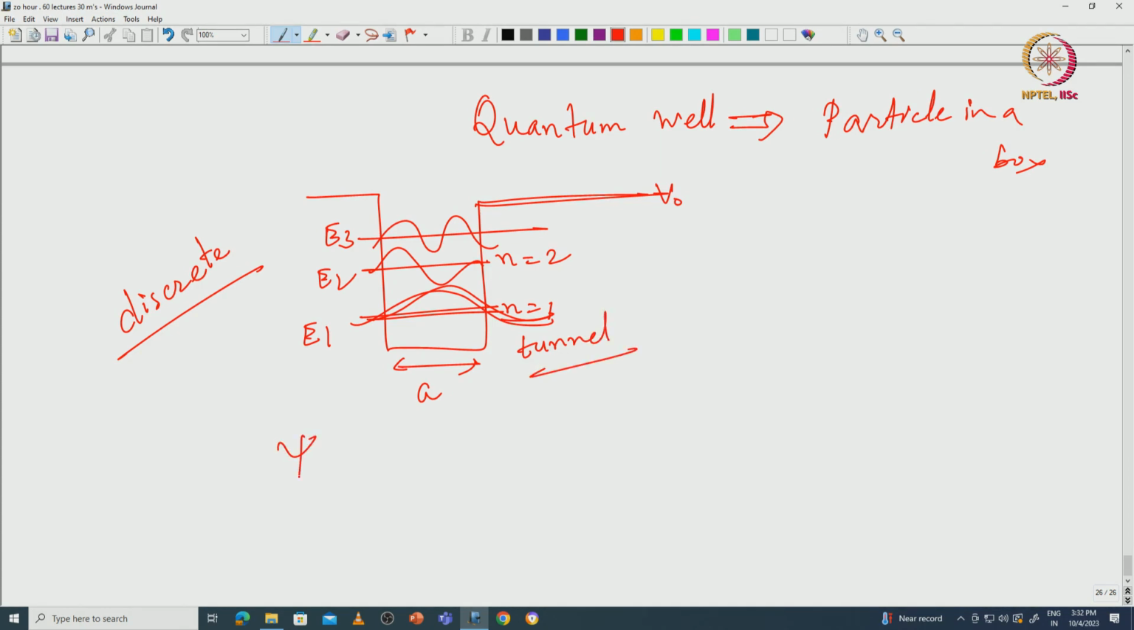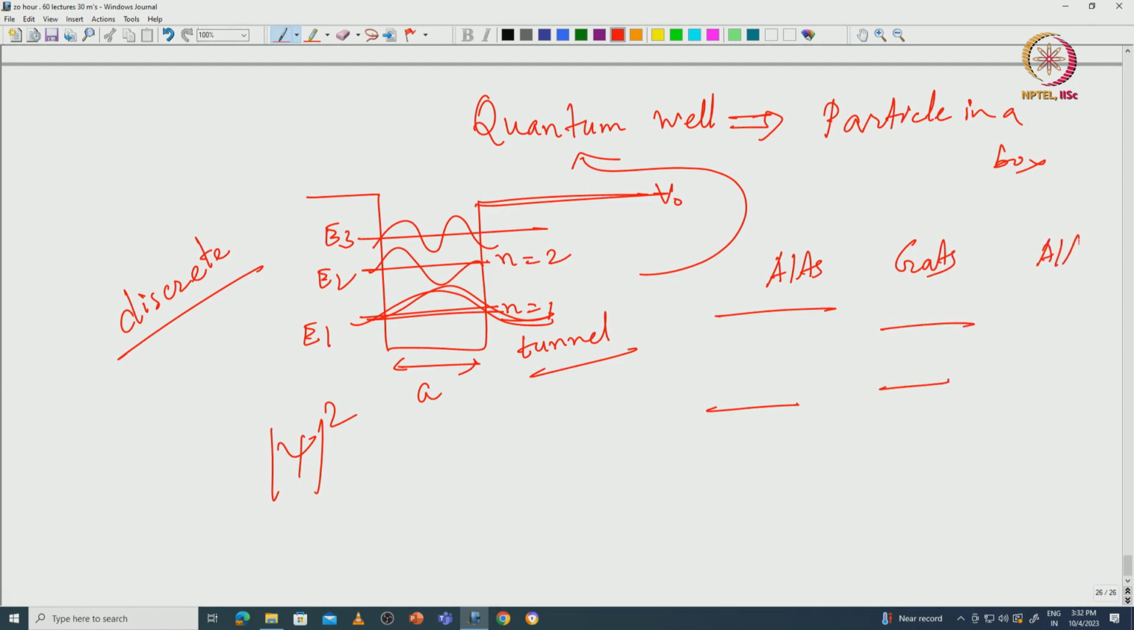If psi is the wave function, then psi square gives you the probability of the electron being found in a certain location. This we know about, but in reality this is actually realizable using a quantum well. So, what I mean is, suppose you have aluminum arsenide, you have gallium arsenide, and again you have aluminum arsenide. If you join them together, ideally they should look like that, okay. So, it should be same of course. So, this is a quantum well, okay, because it has discrete levels like that, it is a quantum well.